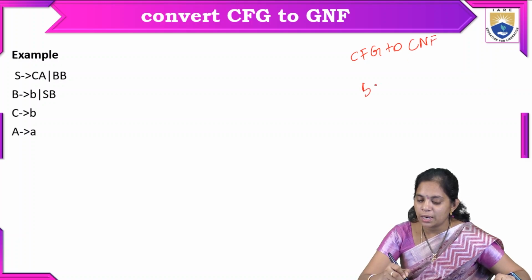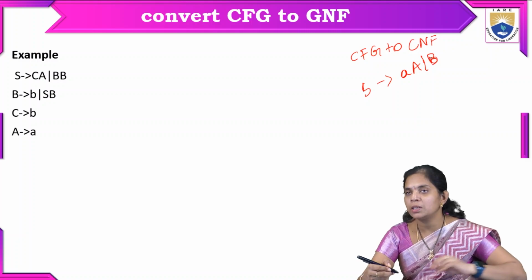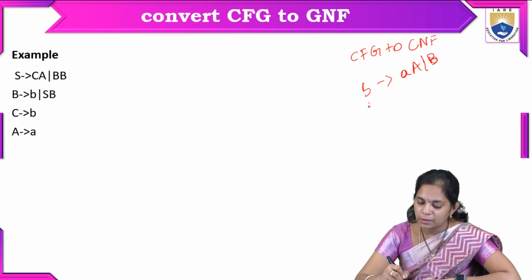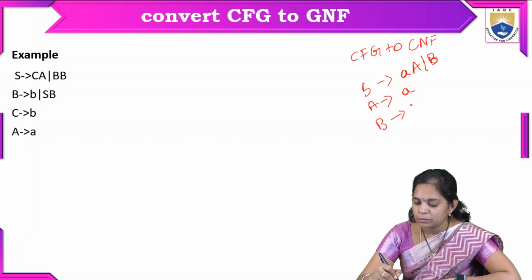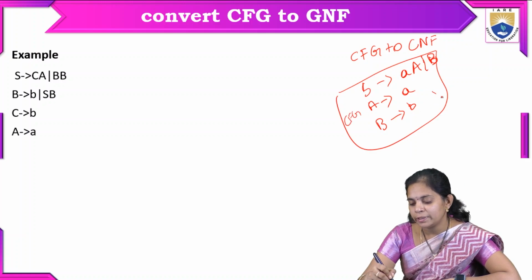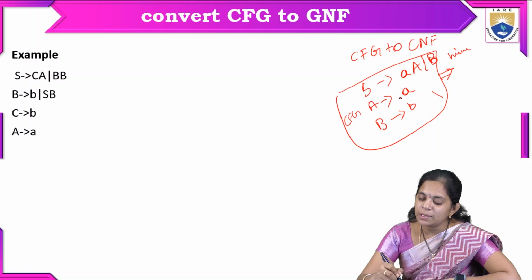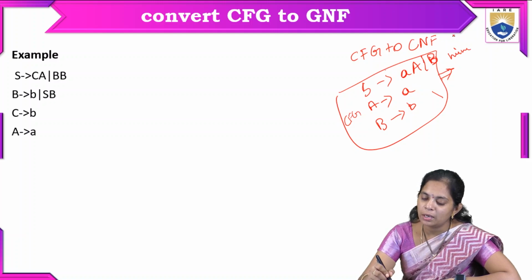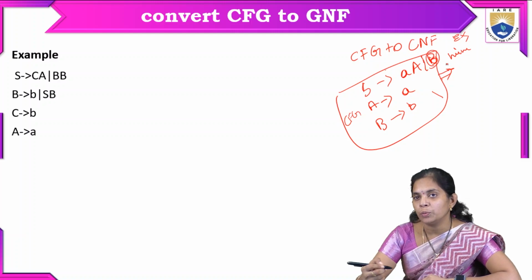Suppose here S is a start symbol, and A is there, and a unit production. Suppose here the unit production is there, and B, A tends to a terminal, and B tends to a small b. So this is a CFG. The first step to convert it to a CNF is that we need to minimize it. In the minimization, epsilon is not there, and a unit production is there. So the unit production we need to remove in this grammar.